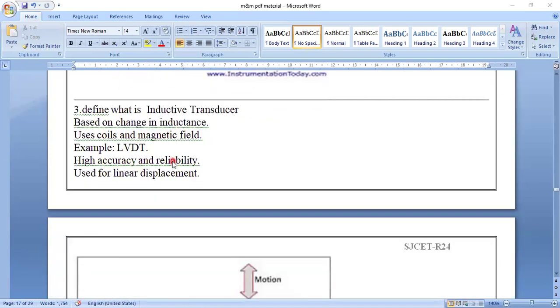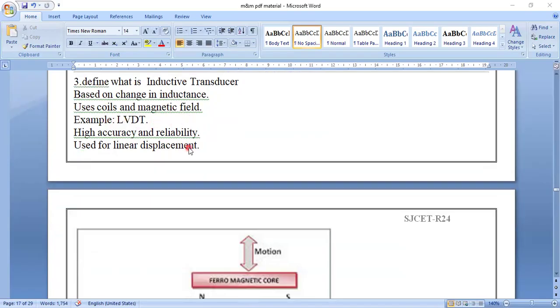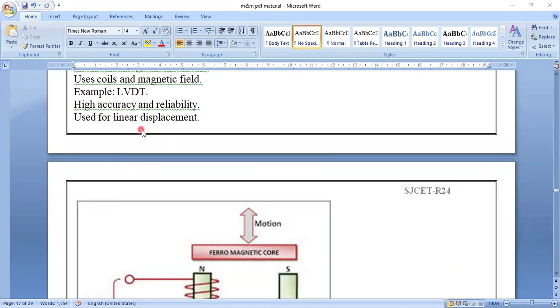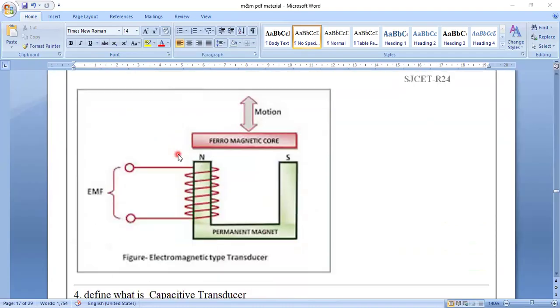Define this: what are inductive transducers? Inductive transducers are also the same, dependent completely on inductance. They are based on the change in inductance. How much the inductance changes, that will be recorded. It uses a coil and a magnetic effect. An example is LVDT, linear variable differential transformer, linear meaning the movement of a linear object is measured. High accuracy is there, used for linear displacements, only linear displacements. It uses this electromagnetic type transducer, magnets are used.